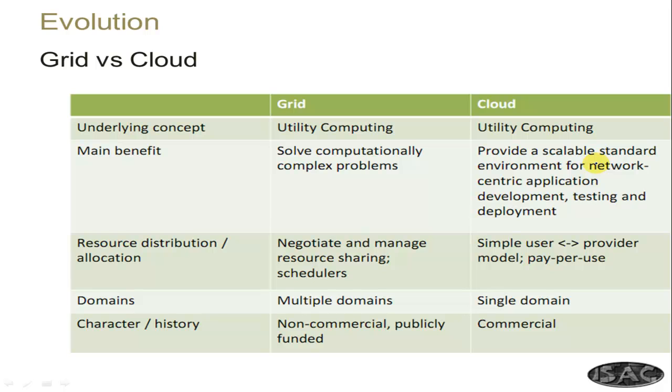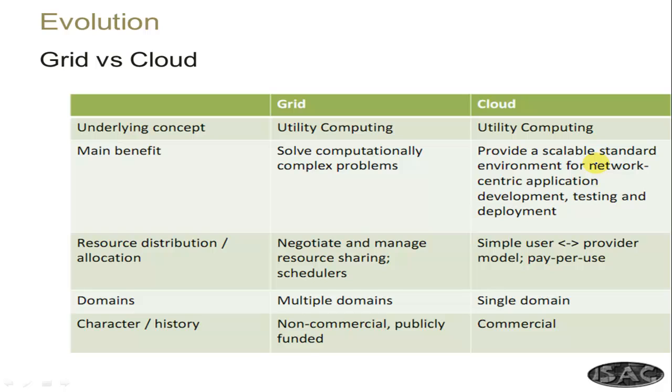The main benefit of grid computing is that it solves computationally very complex problems. The whole infrastructure was done in a way that unless the problem or challenge was very big, it was not of much benefit. But cloud provides a scalable standard environment for network-centric applications for development, testing and deployment of any kind of application. It doesn't have to be a very complex problem.